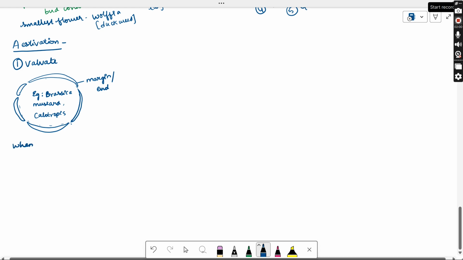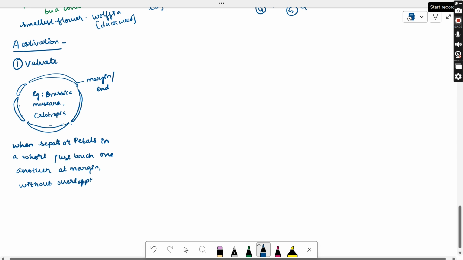Whenever sepals or petals in a whorl just touch one another at margins, facing each other without overlapping, this aestivation we call the valvate type of aestivation. It can be seen in the petals of this mustard and the petals of this Calotropis.